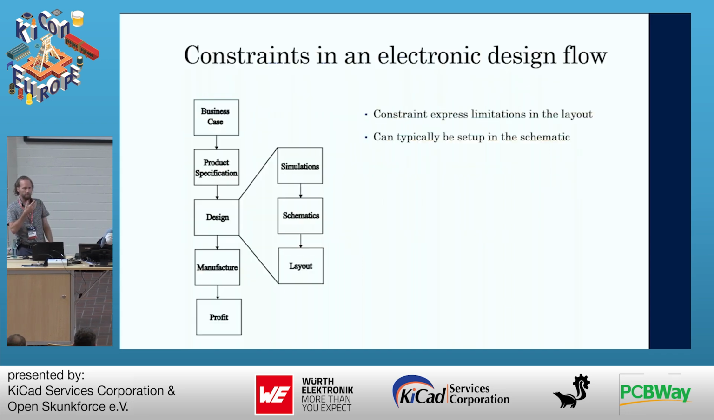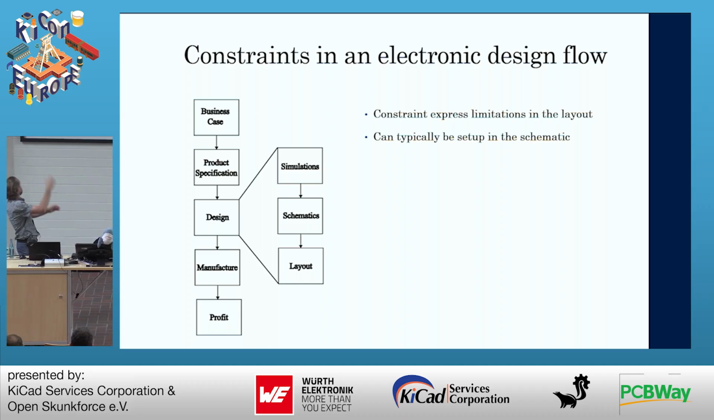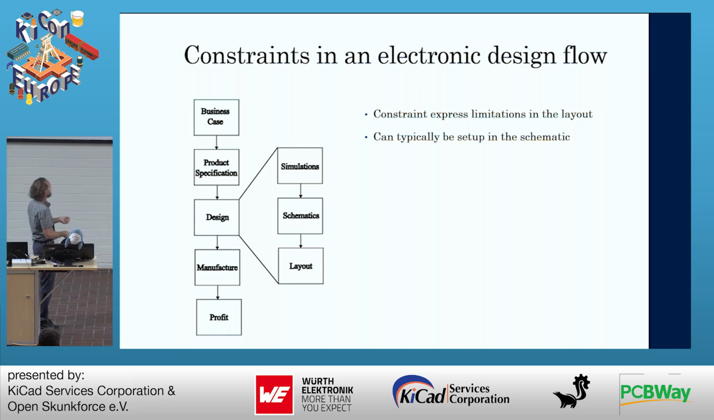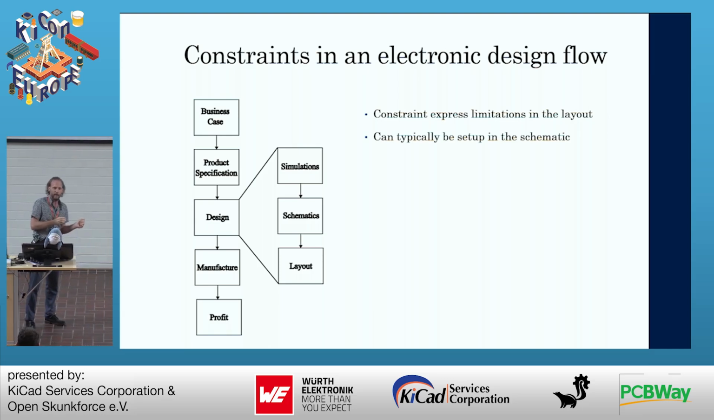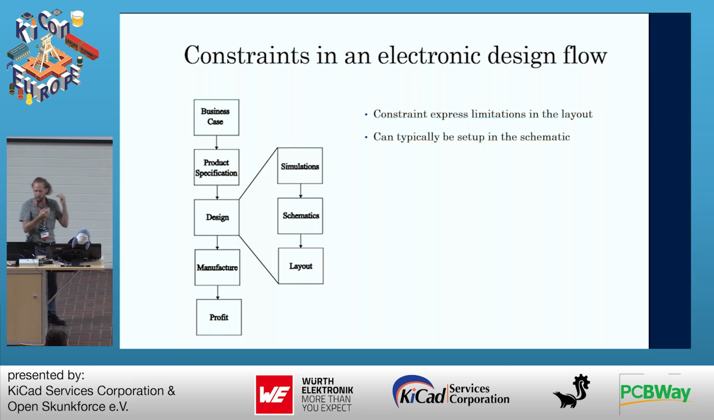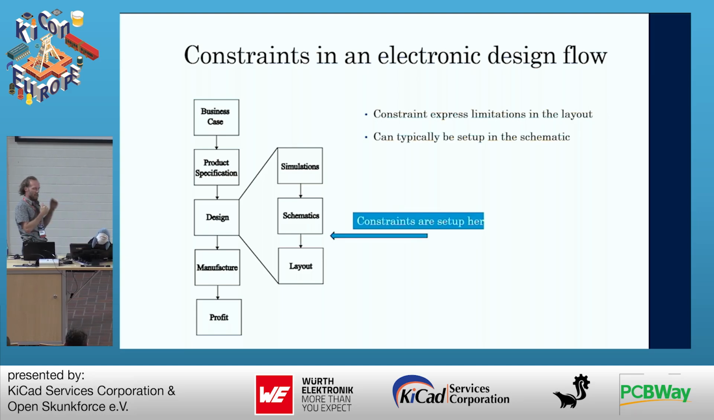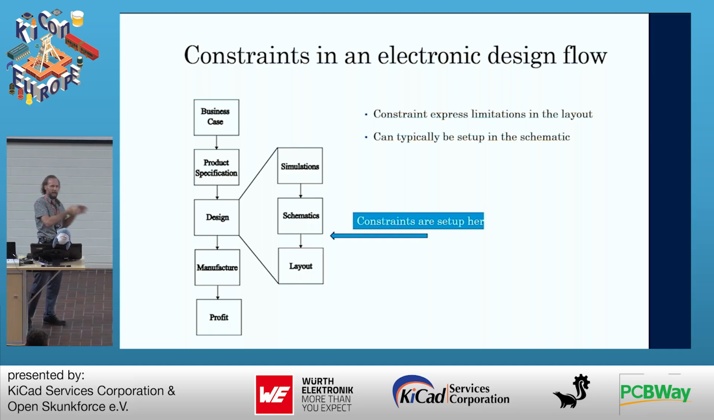Where do we normally put constraints into our system? So I take a very rudimentary design flow here. Usually it goes something like, you do a business case, you do a product specification, you do a design, you do some manufacturing, and then you make money. Everybody's happy, right? And in the design phase, you do something like simulations, maybe some calculations, stuff like that. You go to do the schematics, then you do the layout. And your constraints fit somewhere in here. So constraints will limit how you do the layout.